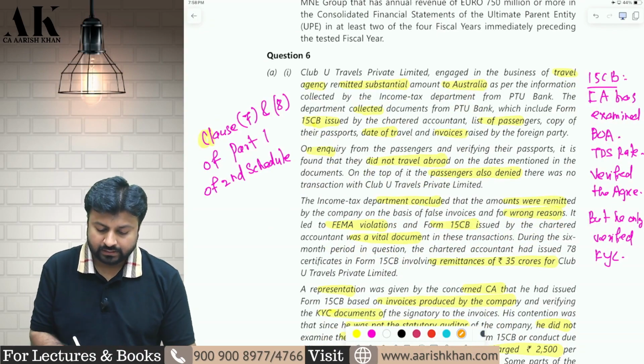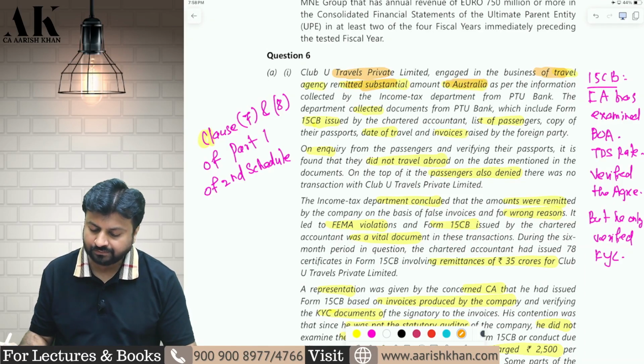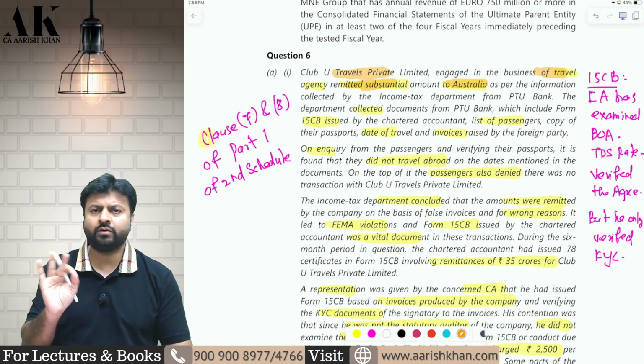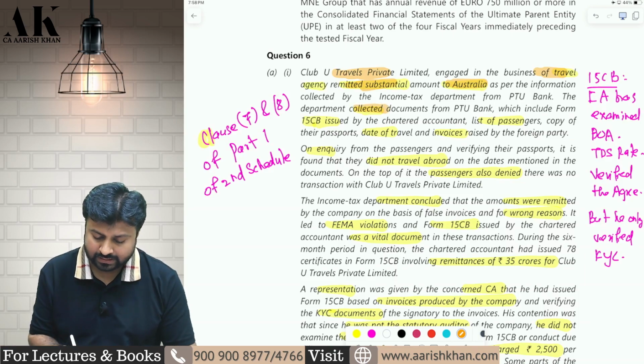There is a travel agent. Now this travel agent has remitted a lot of money outside India to Australia. A lot of money has been remitted outside India. Now we all know that for foreign remittance, you have to take a certificate from a chartered accountant in Form 15CB. Now the income tax department collected the data.